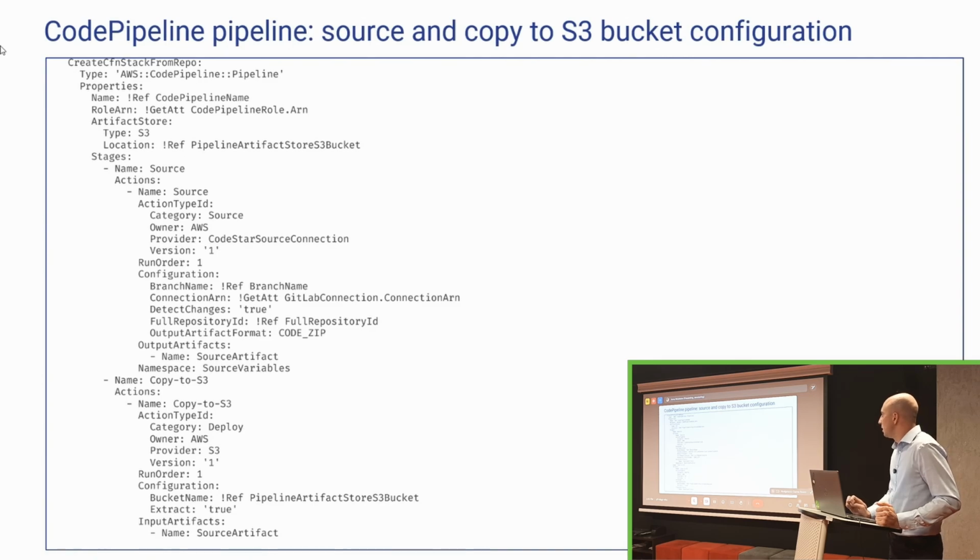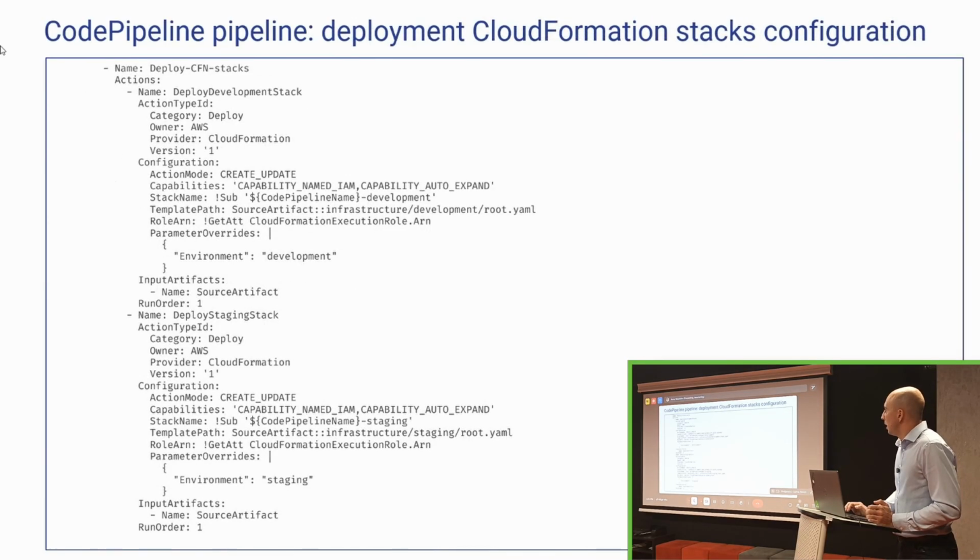Copy to S3 is category deploy. We are trying to deploy our files to the S3 bucket. And here is the part for deploying our CloudFormation nested stacks. In this case, the action mode is create update. We can define what we need to do with these CloudFormation nested stacks. We can create or update when this pipeline runs, or we can delete it if it's not necessary anymore.